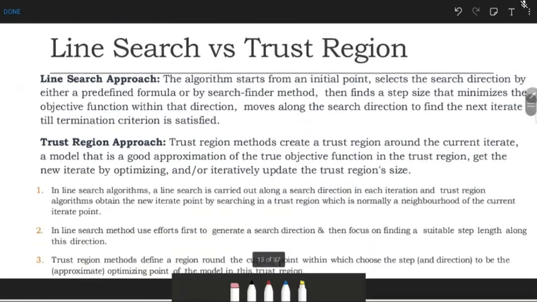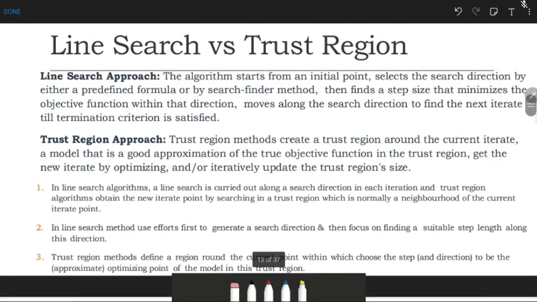Line search versus trust region. The algorithm starts from an initial point. It selects the search direction by either a predefined formula or by a search finder method. I think there are two different ways to find a direction. Let's say you found a direction. Let's call it P, or P bar in case it's a vector. I mean, direction is a vector, right?